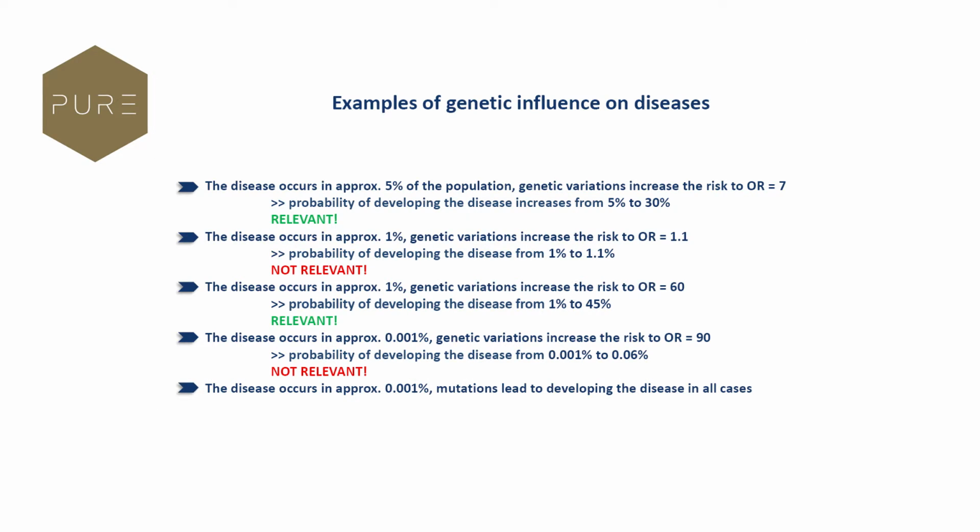The disease occurs in approximately 0.001%, so extremely rare. You will already guess that's not going to be a sensible test. But suppose mutations lead to developing the disease in all cases, so 100% disease risk caused by the genetic variation. There are some diseases where this is the case, and this of course is relevant because the likelihood of developing it is 100%. This is usually the case for rare genetic disorders that have a very, very strong impact on health. So this is a highly relevant genetic test.